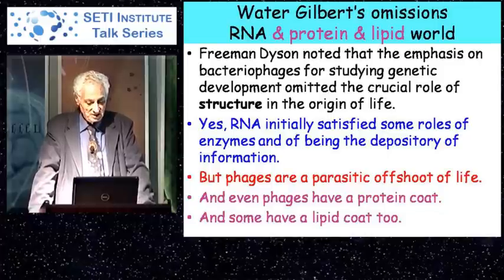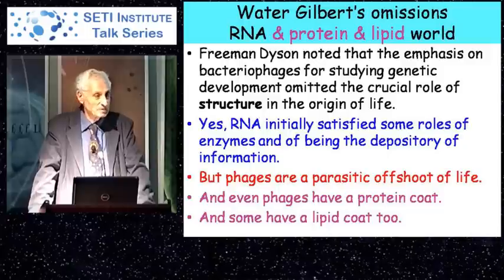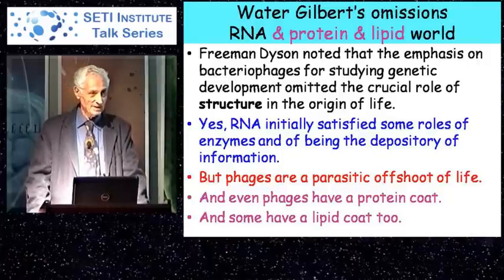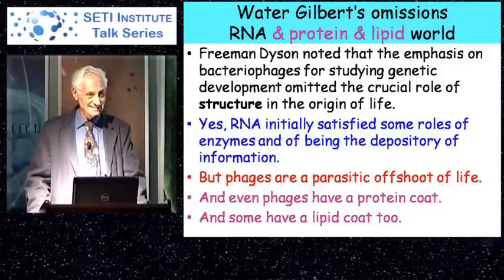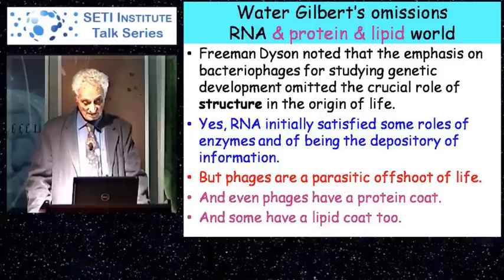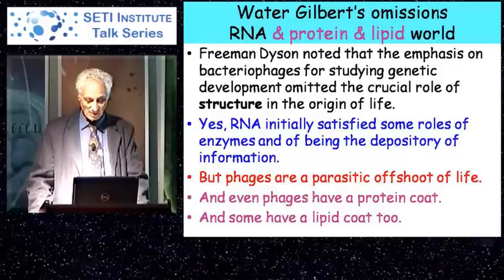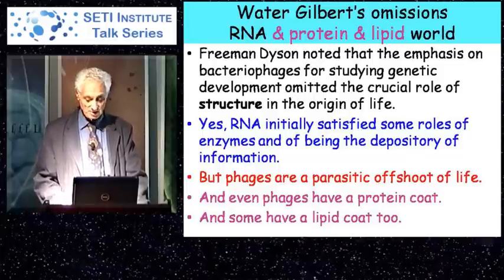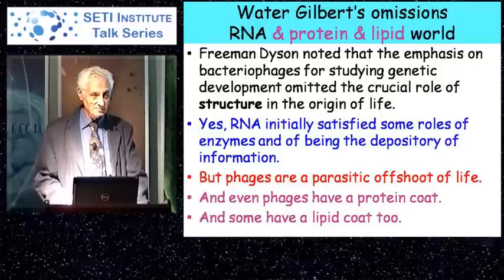Yes, RNA initially satisfied some roles of enzymes and of being a depository of information. But when you think that phages are parasites, even they have a protein coat, because RNA is so reactive. You have to keep the RNA from reacting with anything until it gets into the cell, so you cover it with protein to protect it. And some of the phages even have a lipid coat as well. So lipids do seem to be somewhere in the process, and therefore we might well expect an RNA plus protein plus lipid world, though there are going to be limitations on the kinds of proteins that could have been there.